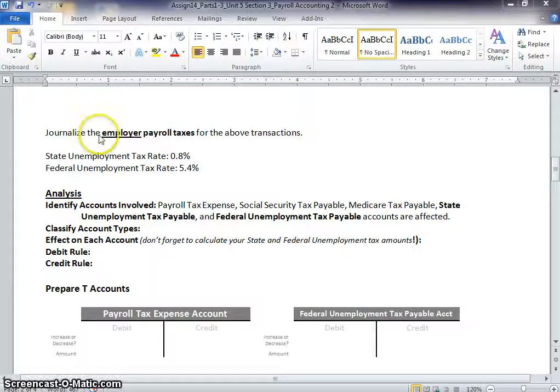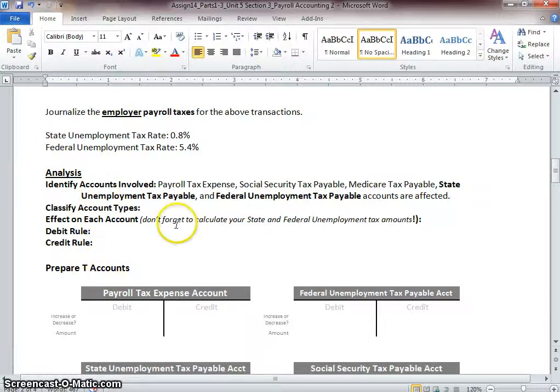Okay, so we're journalizing the employer payroll taxes for the above transactions that are documented on our payroll register. So we are going back to the old-fashioned analysis and T accounts. I know you're probably sick of this by now, and you feel like you're already pretty good with your T accounts, but we haven't worked with these accounts before, so I just want to make sure that you understand the debit and credit and increase and decrease side of these types of accounts. It's actually pretty easy, but I want you to refresh with these T accounts for these transactions.